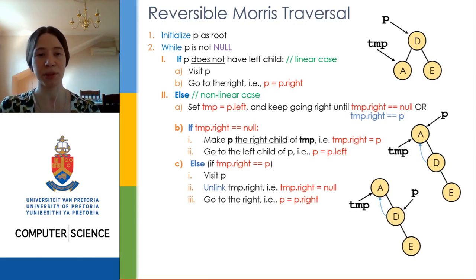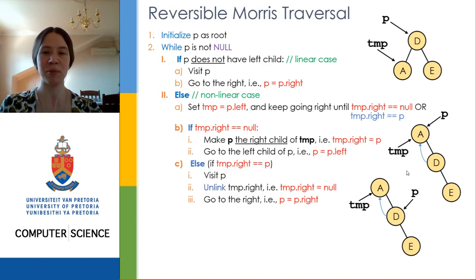We now repeat the process. We are again at the top of the while loop. We ask P if it has left children. And in this case, it actually does, right? P's left child is A. So we arrive back at A.